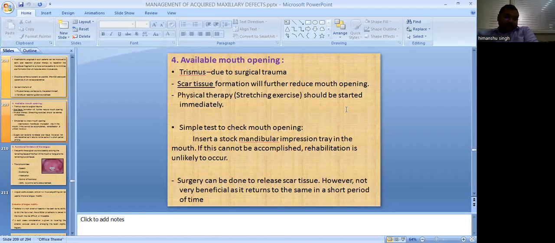The fourth point is available mouth opening. Trismus due to surgical trauma may occur. Scar tissue formation will further reduce mouth opening. Physical therapy is needed immediately, with stretching exercises. Simple test to check mouth opening is insert a stock mandibular impression tray in the mouth. If this cannot be accomplished, rehabilitation is unlikely to occur. Surgery can be done to release scar tissue, however, not very beneficial as it returns to the same in a short period of time.